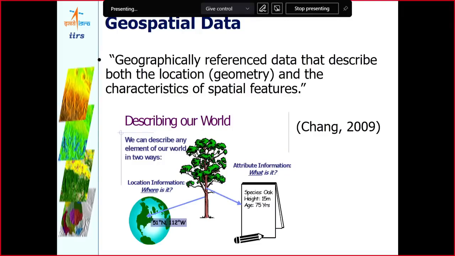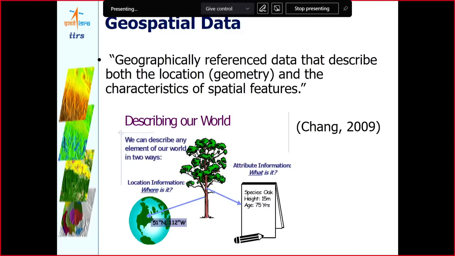So coming back to geospatial data, as I was referring to, geospatial data matters a lot to every individual, to every organization or to every system. So basically geospatial data is geographically referenced data that describes both the location and the characteristics of spatial features, because when you look at an object, if you talk about a point object, its location, meaning latitude and longitude, is important, what is the spatial dimension of that object, and then what are the different characteristics of that object, where you can have n number of characteristics associated with a given object.